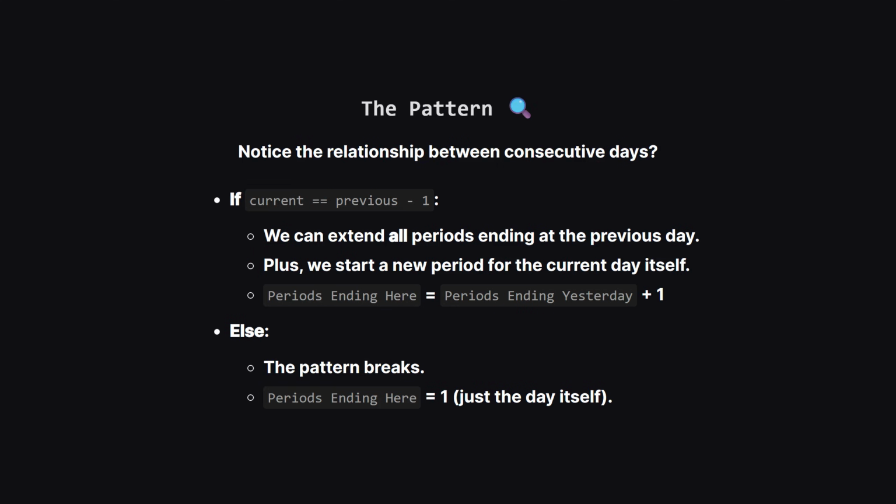Did you notice the pattern in that walkthrough? This is the aha moment. When the current price continues the smooth descent, meaning it's exactly 1 less than yesterday's price, the number of smooth periods ending today is simply the number of periods that ended yesterday, plus 1. Why? Because every valid period from yesterday can be extended by adding today's price, creating a new valid period. And on top of that, today's price by itself starts a new period. If the price doesn't follow the rule, the chain is broken. We can't extend anything from the past. So the number of periods ending today resets to just 1, representing the current day itself.